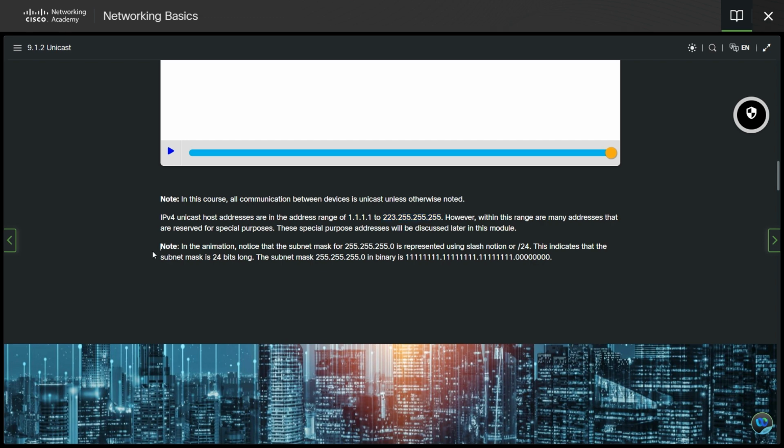Note in the animation that this subnet mask is represented using a slash notation of /24. This indicates that the subnet mask is 24 bits long. The subnet mask in binary is this.